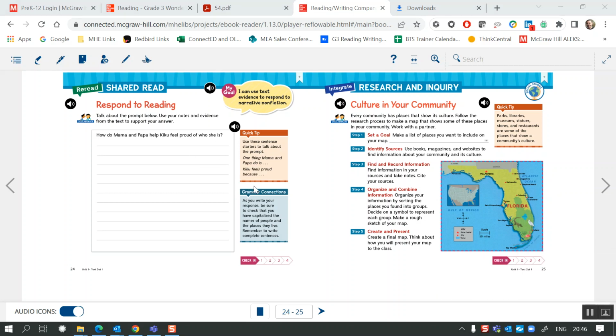you can see that at the end of the shared read, where you respond to reading, there is a prompt that says grammar connection. So grammar is always part of what they are working on, and this prompt is directly related to the genre that they have been working with.